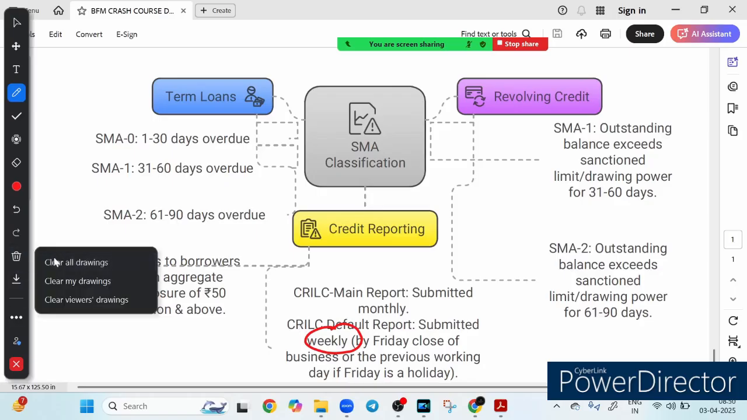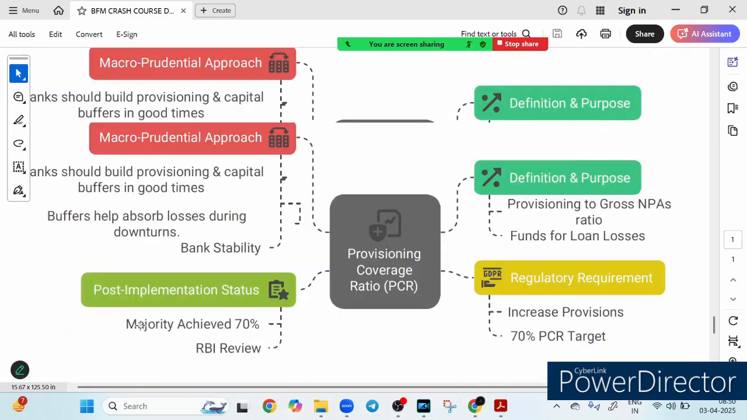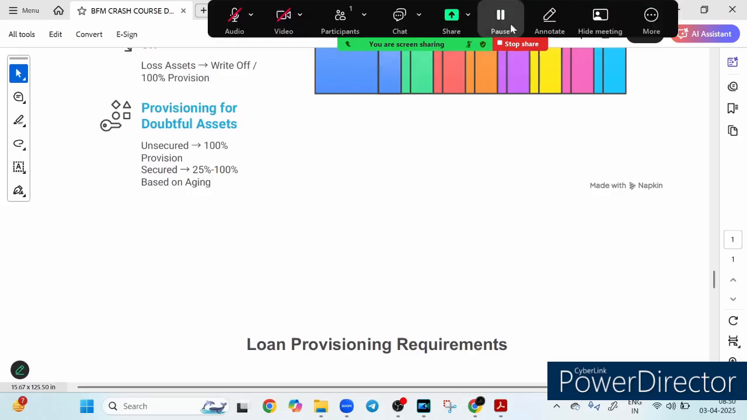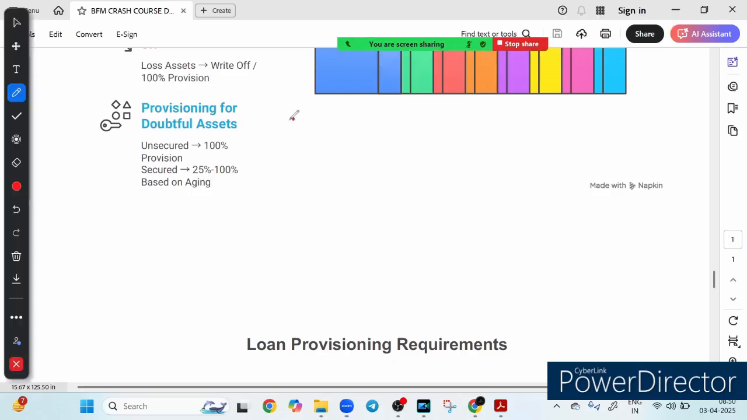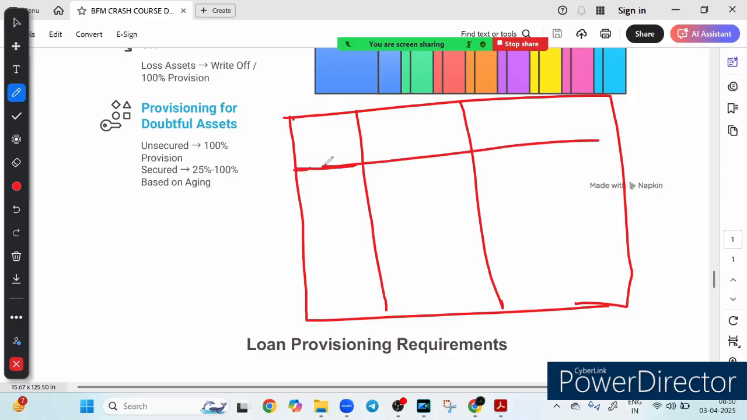And one more thing, I want to tell you the provisioning for all kinds of asset. There is a trick to remember it. Let me tell you the trick, how to remember the provisioning for all kinds of asset. Standard provisioning, normal provisioning, I'm talking about. You have to draw this particular table. Let me tell you the trick to remember it very easily.